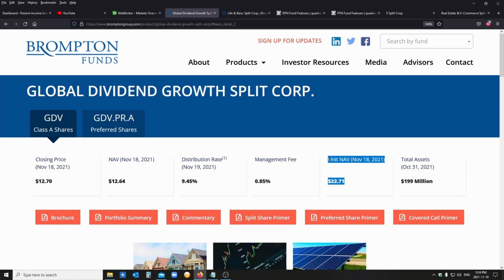So that's way above the $15 unit NAV threshold, right? As long as this number, guys, is above $15, the dividends will be paid out for the Class A shares. And then you have the total assets of the fund. So what's the value in the fund total? It's $200 million.